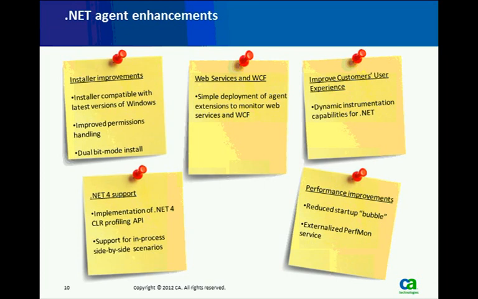So in 9.1, the .NET agent does implement the latest interfaces of the CLR profiling API, and so we're able to capture and support all the features that come with .NET 4, including what I list down here as in-process side-by-side, where you have a single running process that starts multiple versions of the CLR.